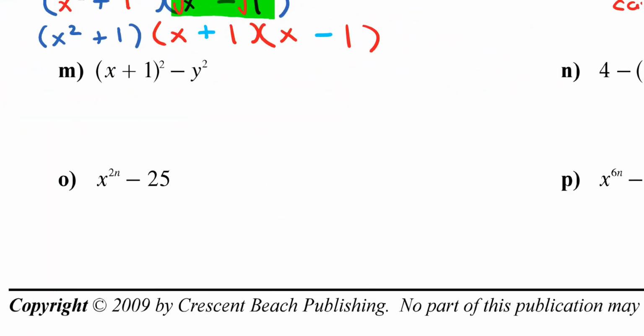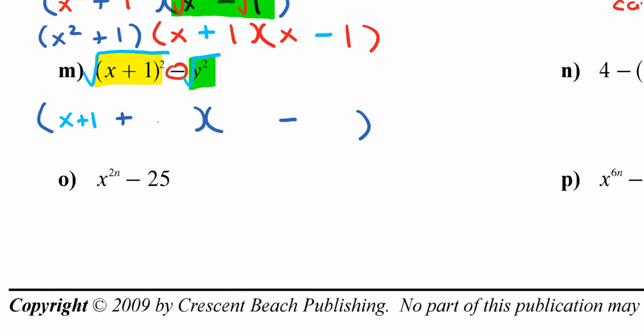And for letter M, this is still a binomial because here are your two terms and you have a minus sign in the middle. So you can factor this one by setting up two sets of brackets, a plus sign and a minus sign. And then after that, you're just taking the square root of each term. So the square root of x plus 1 all squared is just x plus 1, and the square root of y squared is just y. So this will be x plus 1, and this will be minus y. And that's it for that one there.